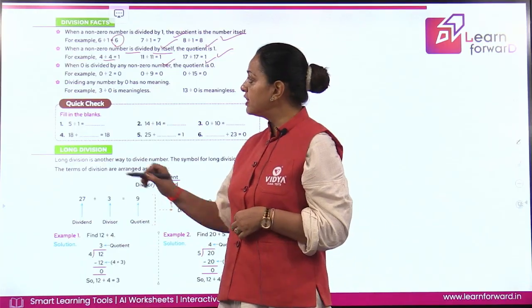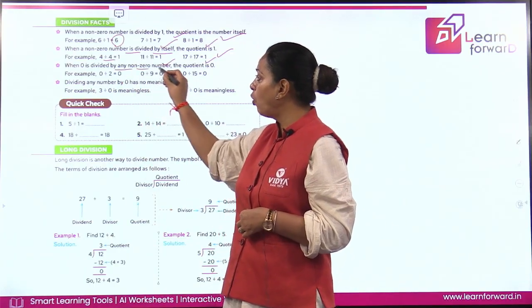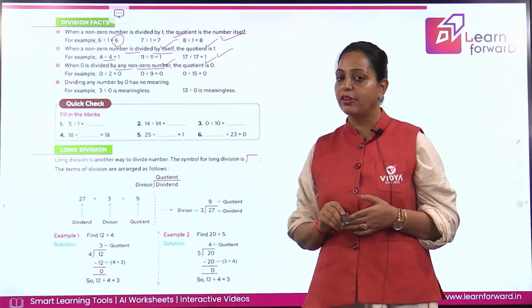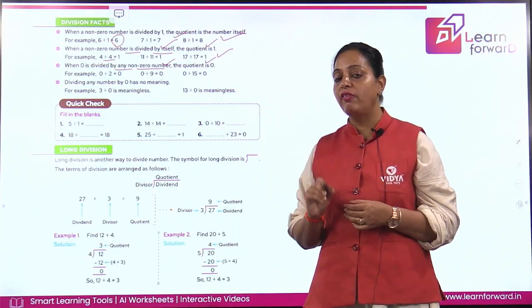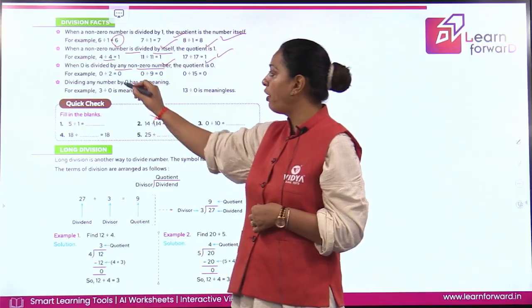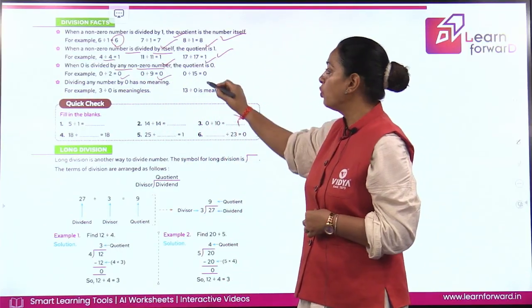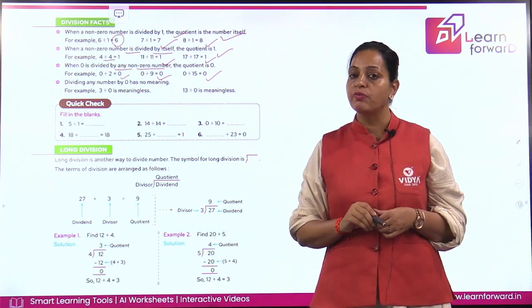Now, when 0 is divided by any non-zero number, the quotient is 0. 0 को आप किसी भी number से divide कर दो, answer would be always 0. 0 divided by 2, 0. 0 divided by 9 is 0. 0 divided by 15 is also 0.